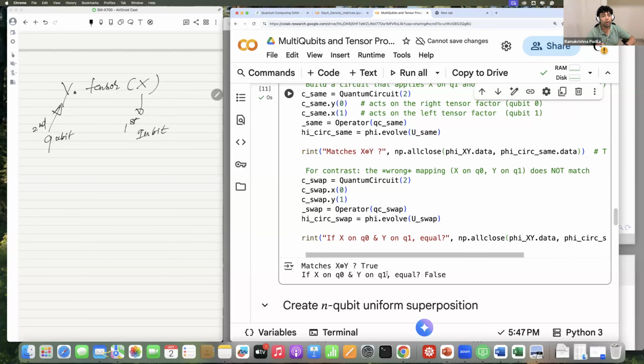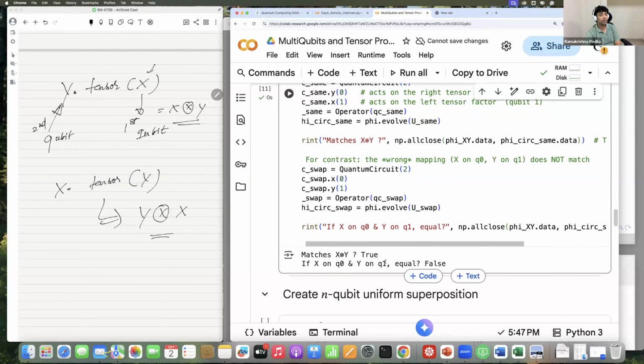So whatever you want to act on the first qubit, you put that inside here. So if you did X tensor Y, this would be equal to Y times X, this would be equal to X times Y. Are you able to follow me? That's what I was trying to show there.